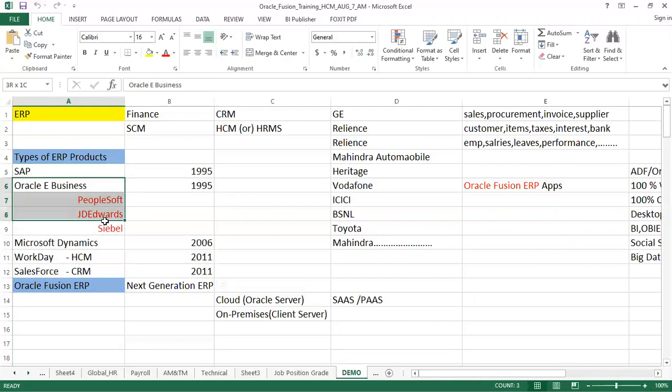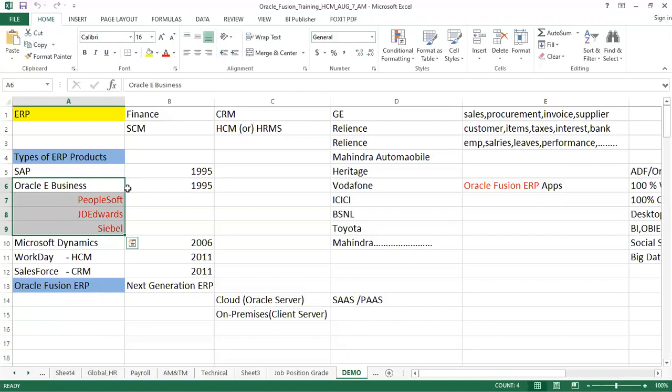And Oracle, how many ERP softwares do they have in their hand? Four ERP products. Oracle e-business suite, means Oracle applications ERP, PeopleSoft, JD Edwards, and Siebel. So these are the different ERP products we have with Oracle.